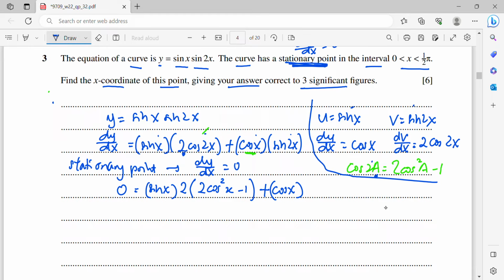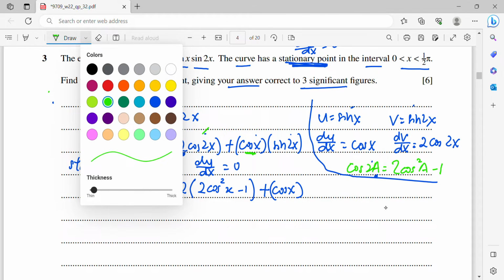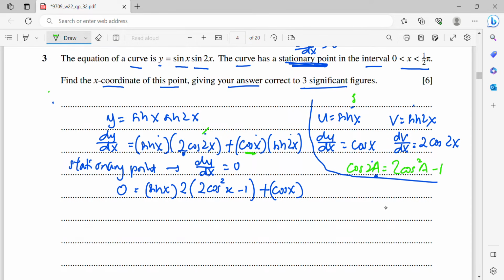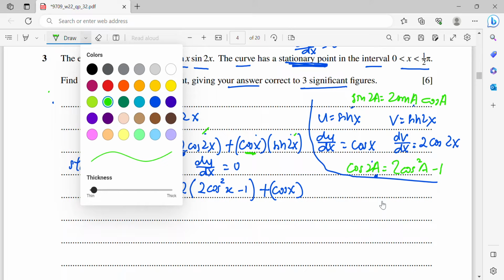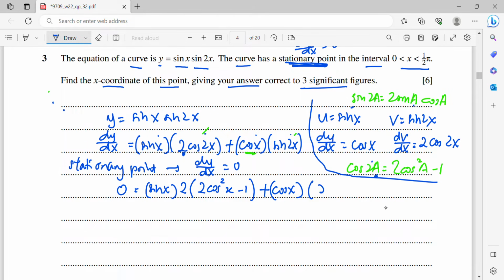So for the sine 2x, I will be using the formula of sine 2a. So we have another formula, sine 2a is 2 sine a cos a. So when you compare, the a is the x now. So I will be getting 2 sine x cos x. Okay, so from here, you can factorize the common term, which is 2 sine x. So here 2 sine x.